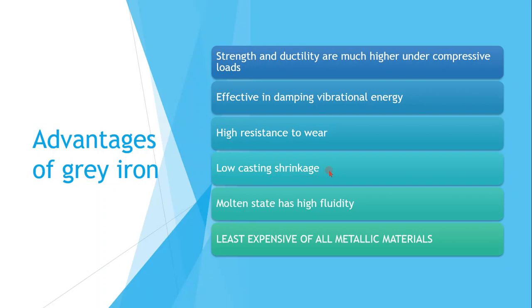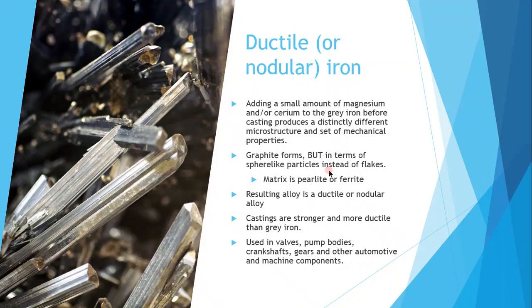The strength and ductility are much higher under compressive loads, but not tensile. Effective in damping vibrational energy, they have a high resistance to wear, they have a low casting shrinkage, their molten state has high fluidity, and they're the least expensive of all metallic materials. All of them. So grey iron is great. You just can't stretch them because they will break.